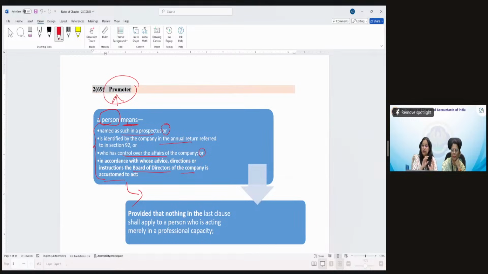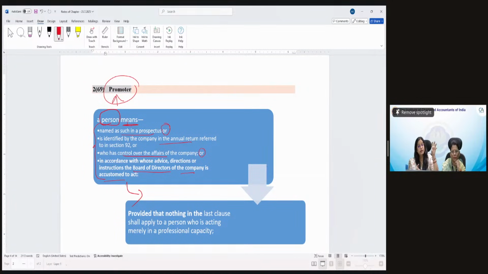Okay, what happens is in every family we go to a certain person to whom we ask certain things, and we are very accustomed, very habitual of following what that person is saying. So similarly for a promoter, either the first 2 points, that they have to be named somewhere. What are those 2 points? They have to be named. First is the prospectus, or is identified as such in the annual return.